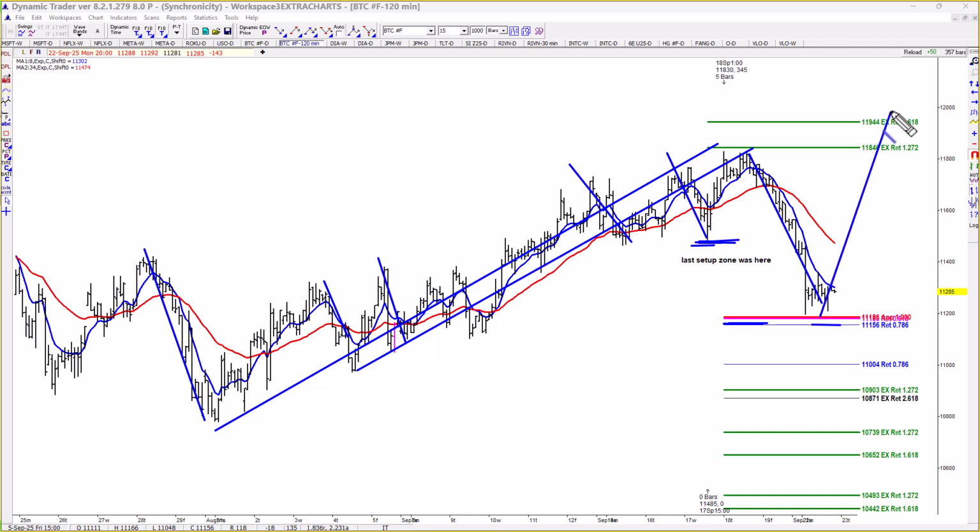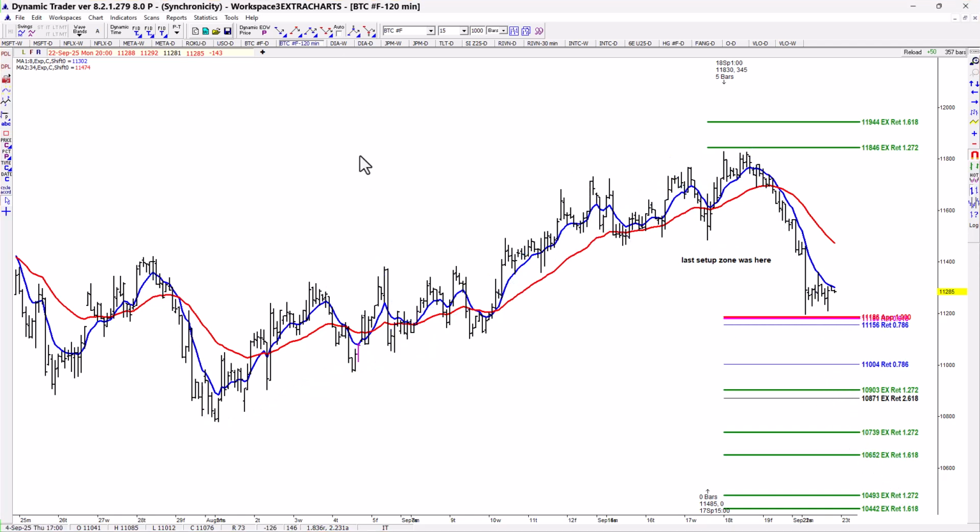If it holds, we're going to look for another extension to the upside, but if we break underneath it, remember, be prepared for that deeper downside correction instead.